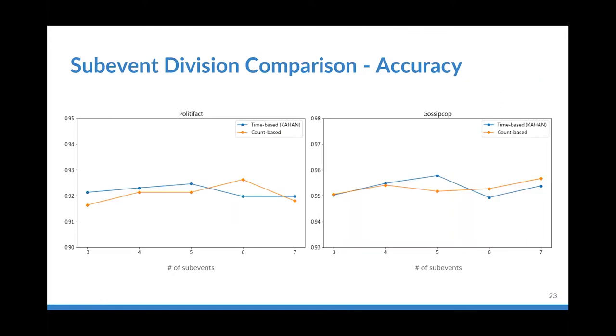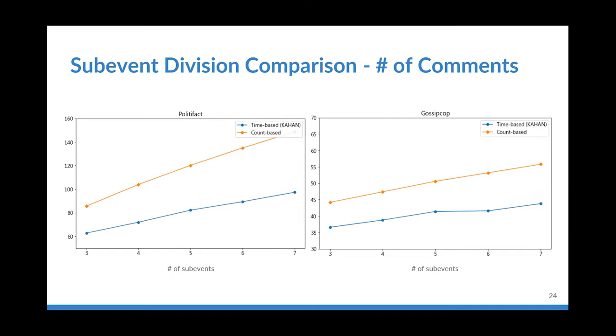We also examine our time-based sub-event division algorithm and compare it with the count-based algorithm. First, we evaluate the number of sub-events and their performance, and our time-based algorithm performed better in most cases in PolitiFact. In Gossip Cup, we could achieve comparable performance with the count-based algorithm. We also compare the number of comments needed for detecting fake news. The results show that Kahan needs fewer comments in any setting of the number of sub-events, which demonstrates the efficiency of Kahan in temporal information utilization.